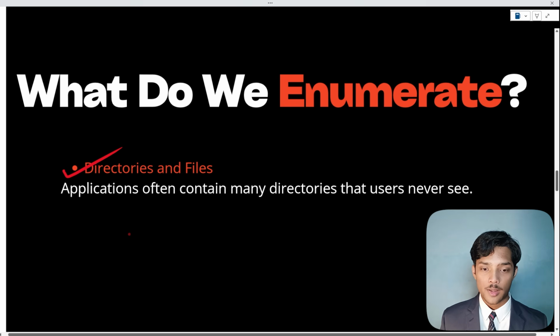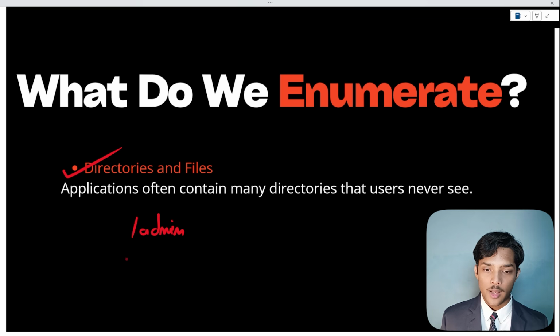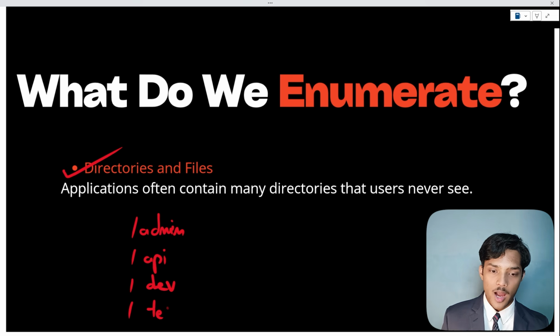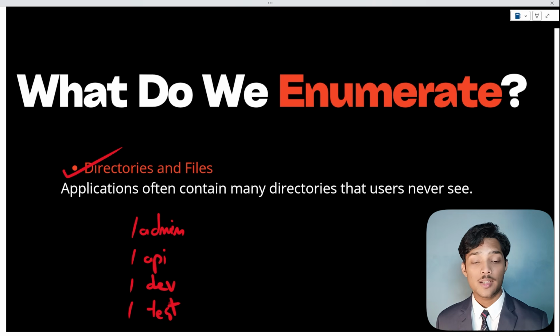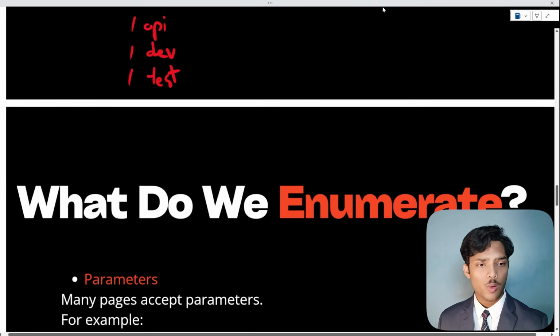So you might see something like dash admin, or dash API, dash dev, dash test. And why are these directories and files so important? Because sometimes developers accidentally leave backup and older version files exposed on the application, and these hidden locations often become an excellent attack surface.